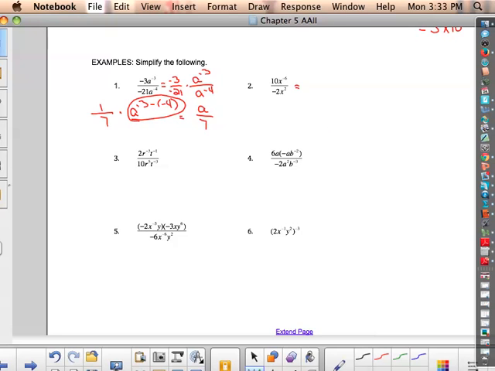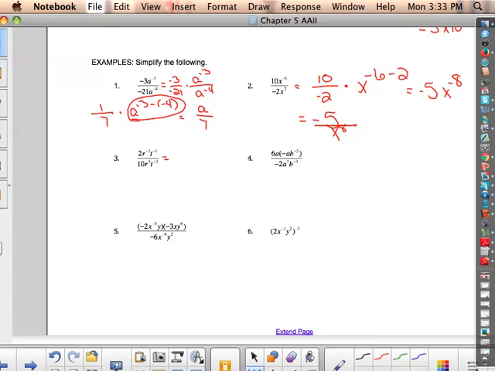Looking at number 2, I have 10 divided by negative 2 times x to the negative 6 minus 2. So 10 divided by negative 2 will give me a minus 5. X to the negative 8. We don't want to leave our answer with a negative exponent, so I'm going to rewrite that as minus 5 over x to the 8.